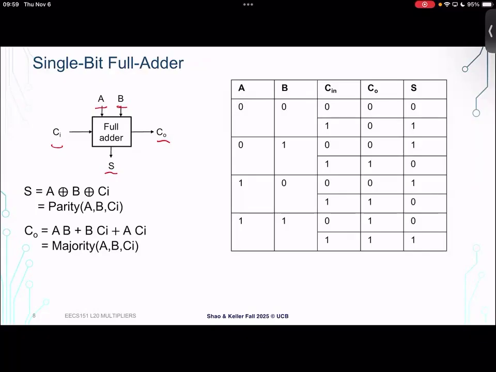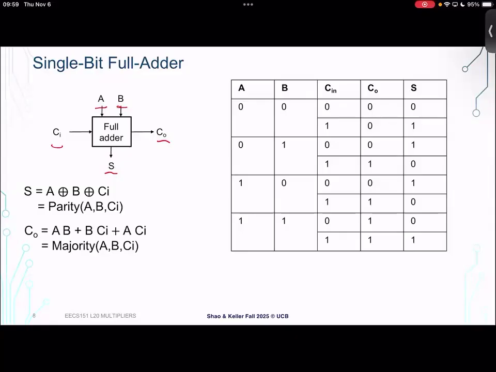There should be nothing shocking here, basically. If you have a single 1 in any of your 3 inputs, which are all treated symmetrically, they're treated the same, then your sum is 1, but your carry out is 0. If you have 2 1s, then your carry out is 1, and your sum is 0. And if you have 3 1s, then your carry out is 1, and your sum is 1.